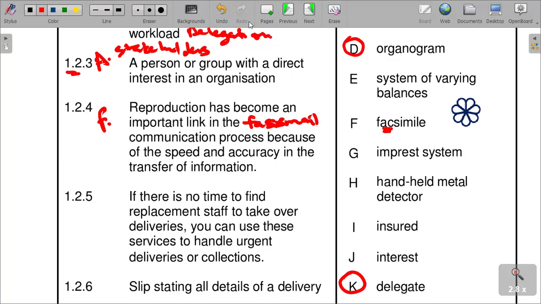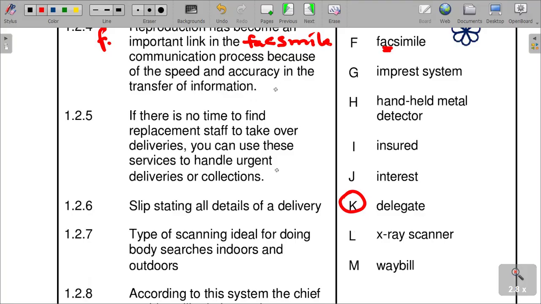Fax mail has become an important link in the communication process because of the speed and accuracy in transfer of information. Number 5, if there is no time to find replacement staff to take over deliveries, you can use these services to handle agent deliveries or collections.